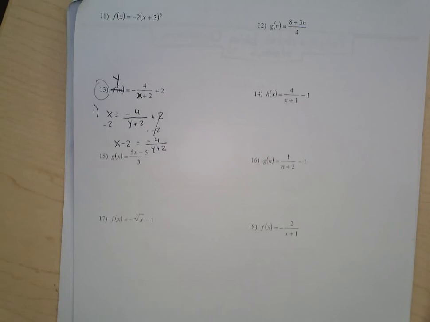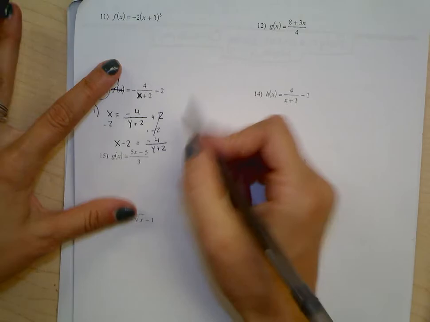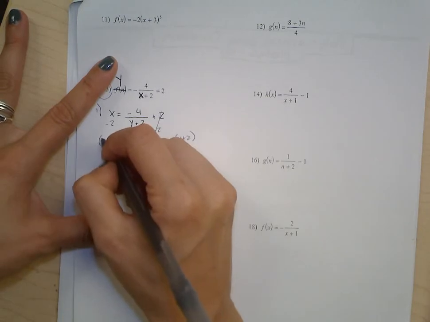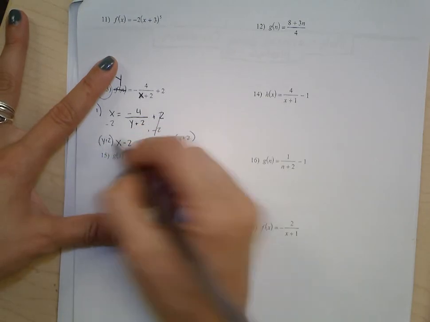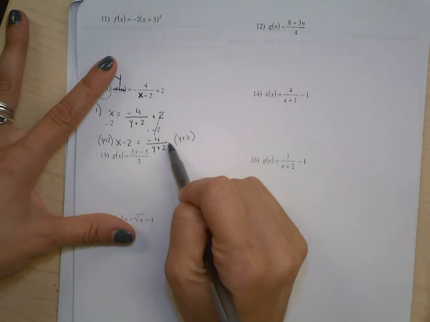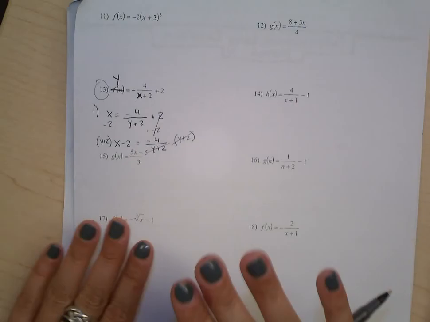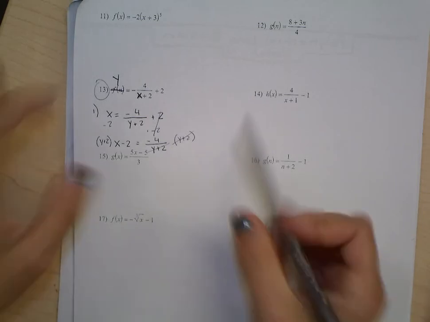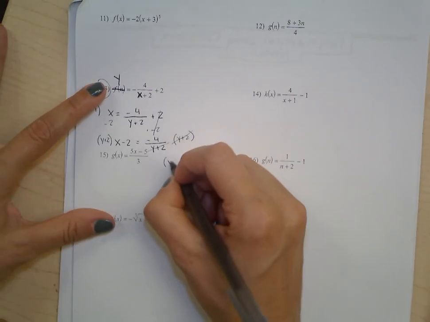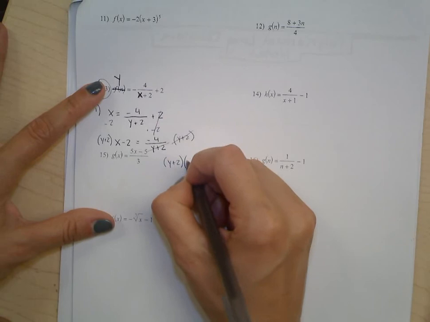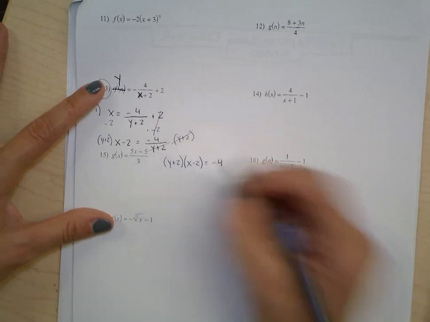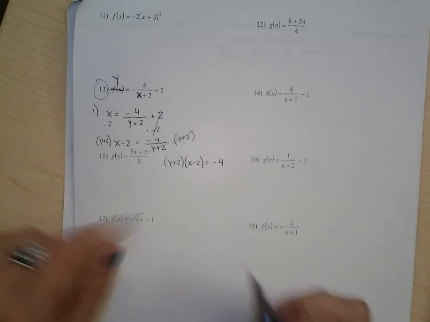So what I recommend doing is if I multiply y plus 2 to both sides, then this will cross out and I get rid of my fraction. I'm doing this step because it gets rid of my fraction. So now I have (y plus 2) times (x minus 2) is equal to -4. I just wanted to get rid of that fraction. And now I want to divide.